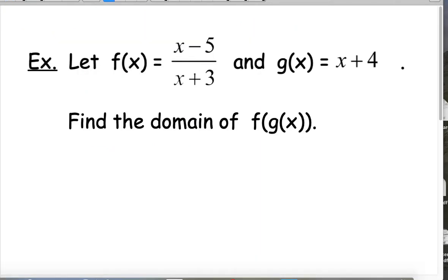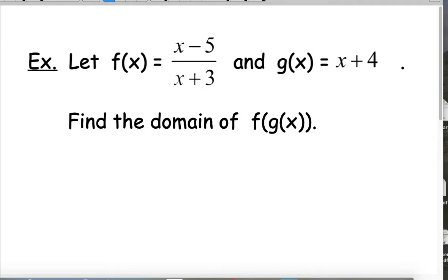All right, let's look at this one. This one's a little more challenging. What if f of x is the rational function x minus 5 over x plus 3, and g of x is the line x plus 4? Find the domain of f of g of x. So it's not even asking us to figure out what f of g of x is. It just says what's the domain.